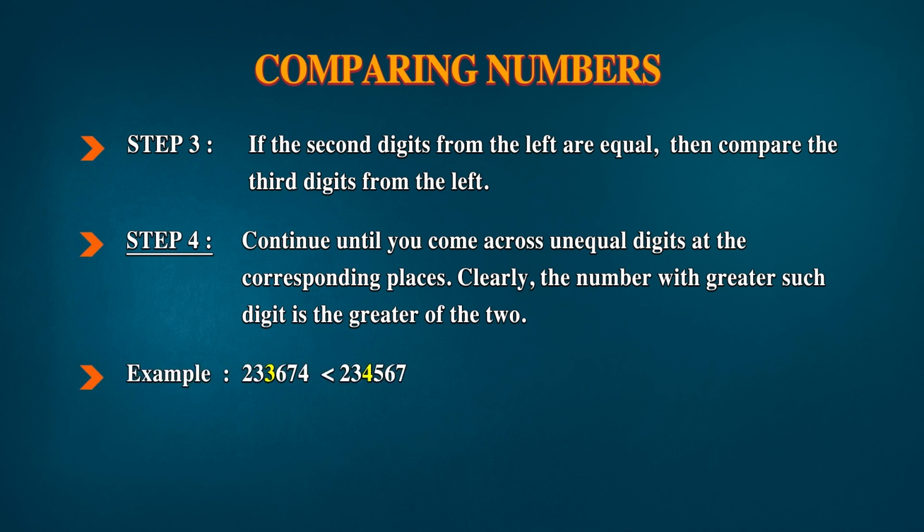For example, 234567 is greater than 233674. Here both the numbers have 6 digits. So, we will compare from the leftmost digits. This is 2, same for both the numbers. Second leftmost digit is also the same for both the numbers, that is 3. Now, the third digit from the left is 4 and 3. So, the first number having the greater digit 4 at its third place from the left is bigger than the other.